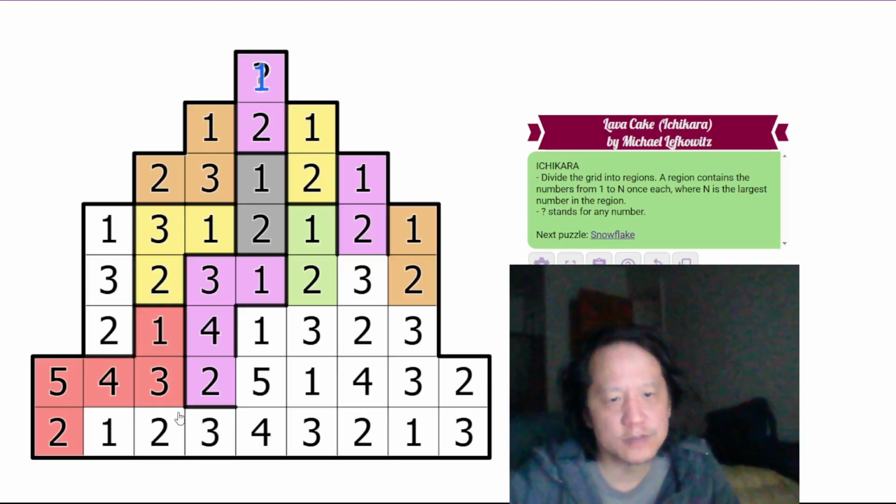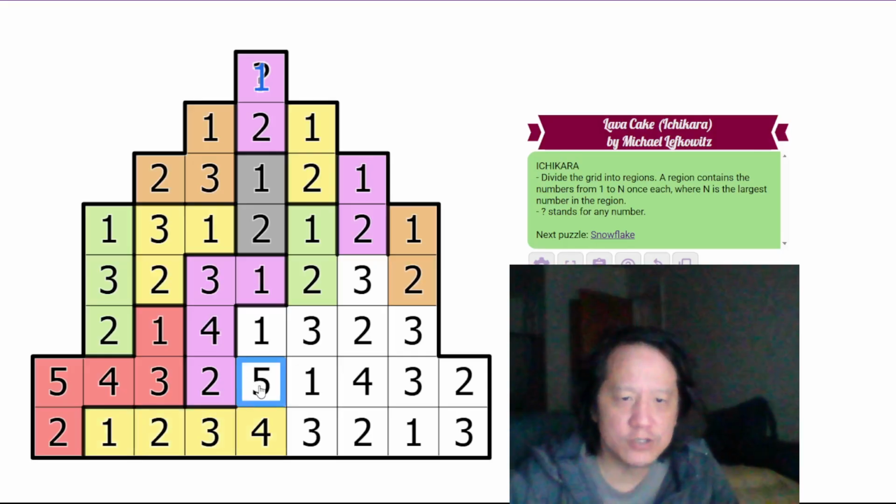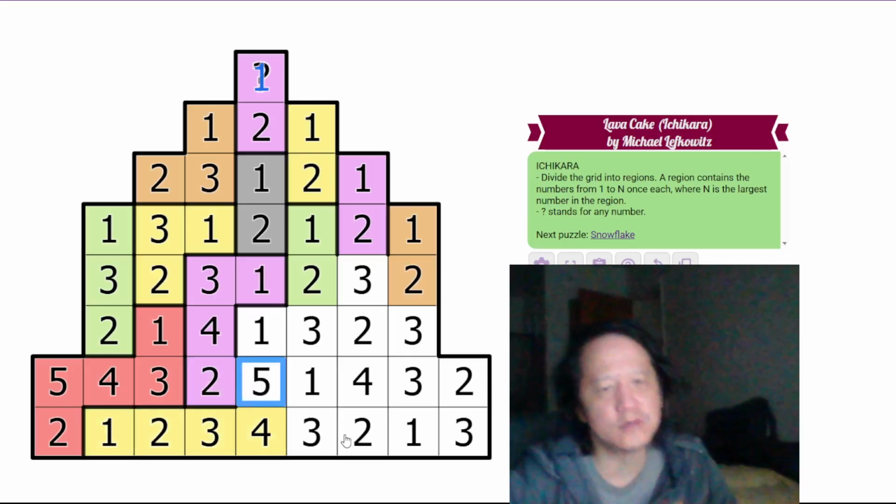Which means this is a region, this is a region. This is green by itself. And this must be part of that. And this 5 doesn't have access. I guess it could be 1, 2, 3, 4. So this is all part of the same region. And we don't know where the 5 has to go. That's interesting.